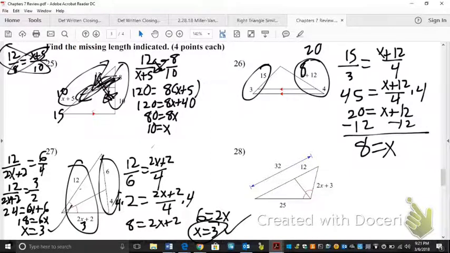So make sure you go back, plug in your x's. So for 26, we get x plus 12 equals 20. For 27, we have 2 times 3 plus 2, or 6 plus 2, or 8 is 8. Okay, so make sure you answer the question. It says find the missing length indicated.